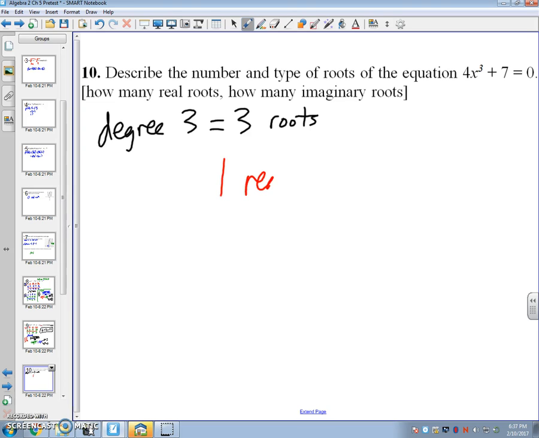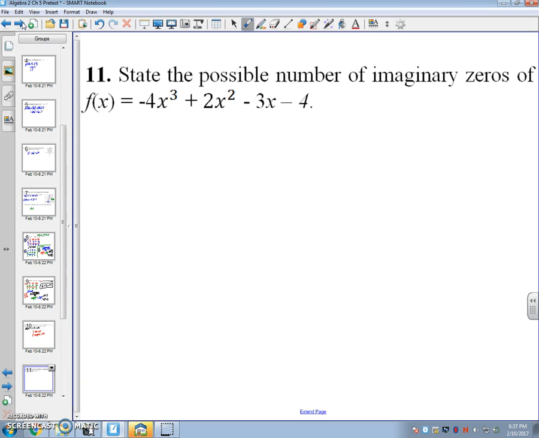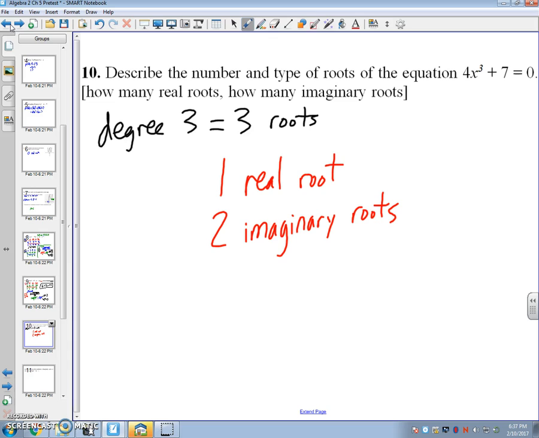1 real root. Are there 3 total roots? Well, 3 minus 1 real, there's 2 imaginary roots. That's it. So of the 3, 1's real, 2 are imaginary. And remember, the imaginary come in pairs. There's going to be different signs for the i.